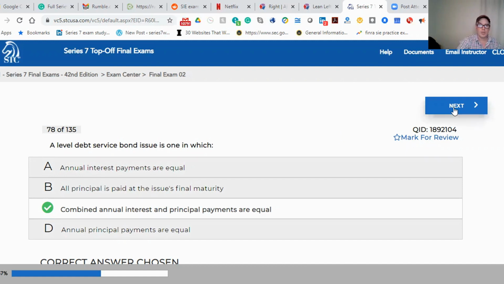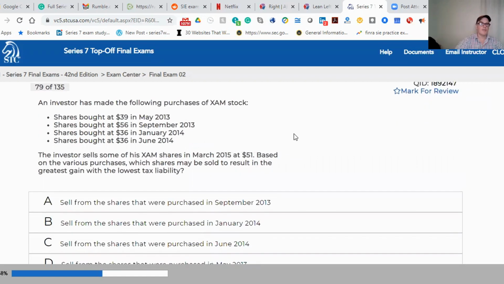Okay. So you're going to speed this stuff up. An investor has made the following purchase of ZAM. The investor sells some for 13. Based on the various purchases, which shares may be sold to result in the greatest gain with the lowest tax liability? These tricky questions may or may not show up on the real exam. So what you're going to do is try to find the ones that are long-term. He sold them in March 2015, so you want to find something that is at least over a year. So we're going to go with the top 2.